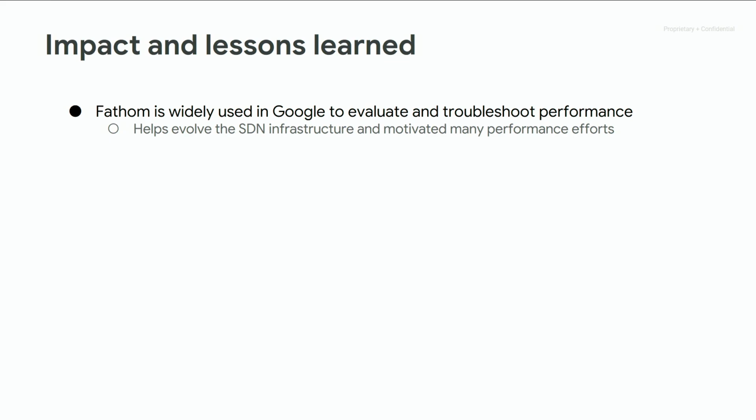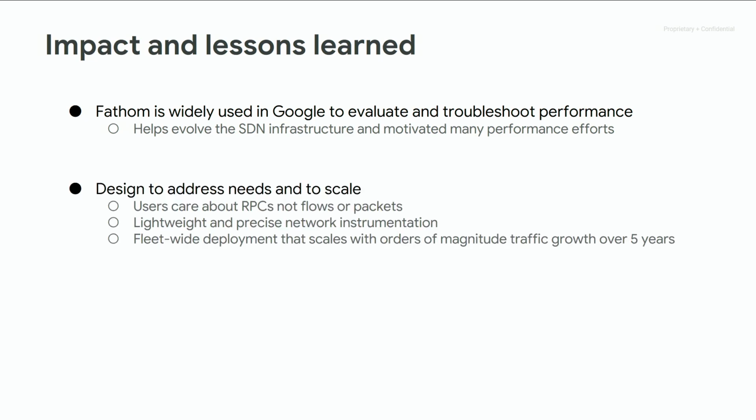So over the past 5 years, Fathom has been widely used in Google to evaluate and troubleshoot RPC performance. And all the Linux kernel instrumentation work is upstreamed to the mainline kernel. And our experience with Fathom has yielded several insights. Firstly, Fathom has been designed to address need and to scale. And it focuses on RPCs with lightweight and precise network instrumentation, which allows us to seamlessly accommodate the ever-growing traffic volume in our data center.